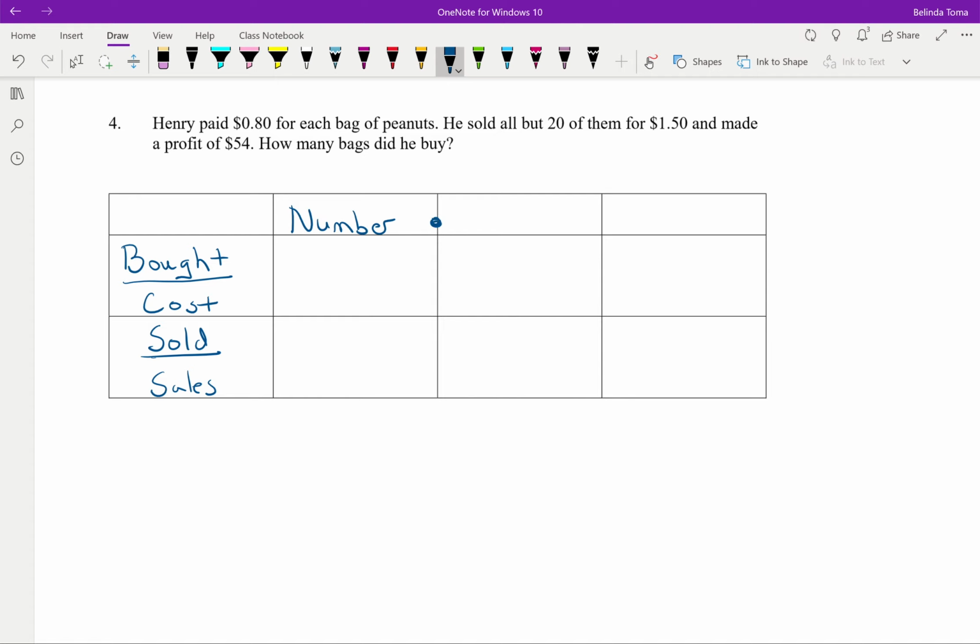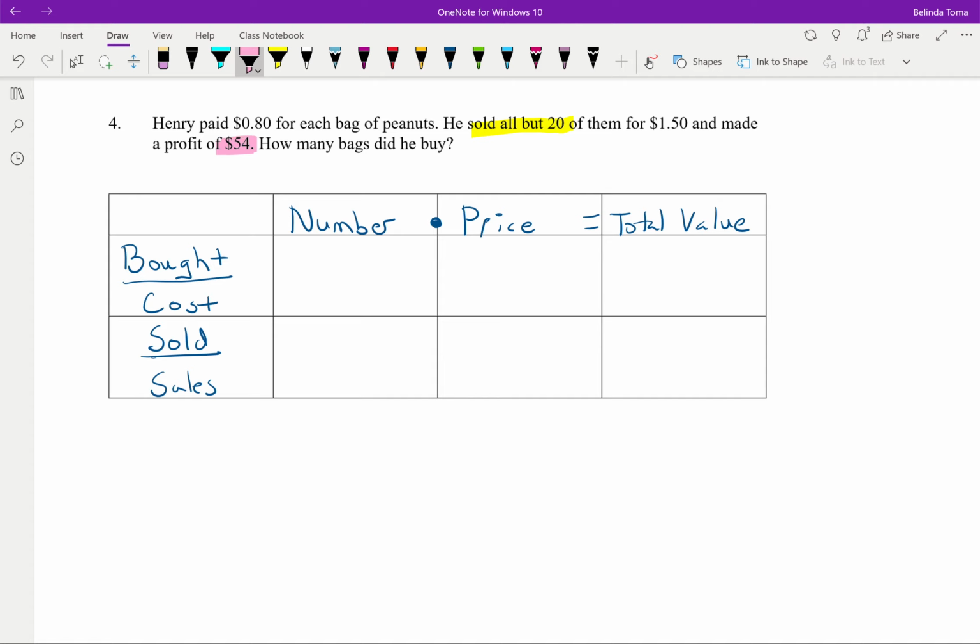So he's sold, again, so many bags. And we're still going to have the price. So he had a price when he bought them, and he had a price when he sold them. And then when we multiply number times price, we get the total value associated with that. All right, so let's go ahead and highlight a few things. He sold all but 20 of them for $1.50 and made a profit of $54.